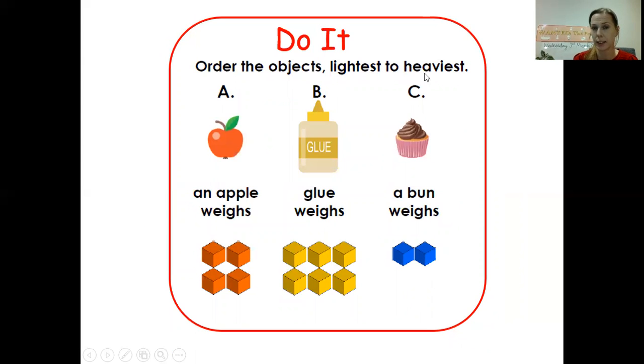Order the objects lightest to heaviest. So it tells you how many cubes an apple weighs, how many the glue weighs, how many the bun weighs, and then just like before, it's lightest first to heaviest. You've got to put the letters in order or name the objects and put them in order.